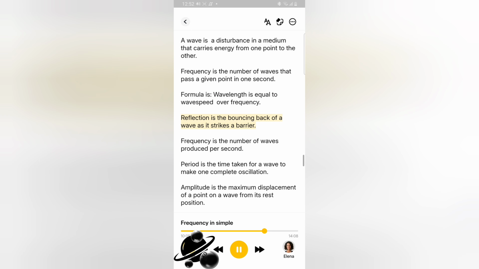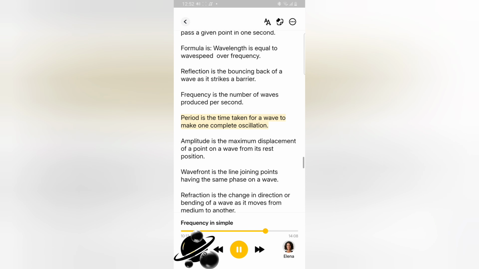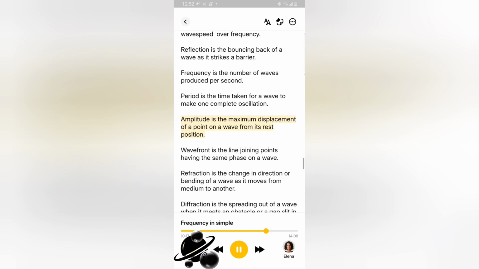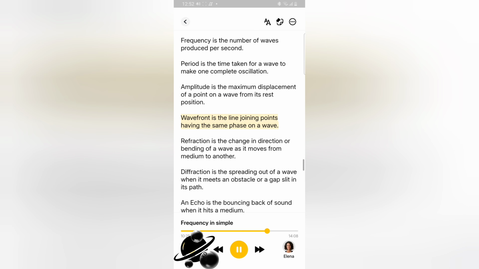Reflection is the bouncing back of a wave as it strikes a barrier. Frequency is the number of waves produced per second. Period is the time taken for a wave to make one complete oscillation. Amplitude is the maximum displacement of a point on a wave from its rest position. Wavefront is the line joining points having the same phase on a wave.